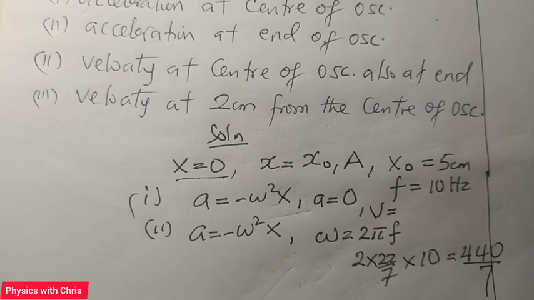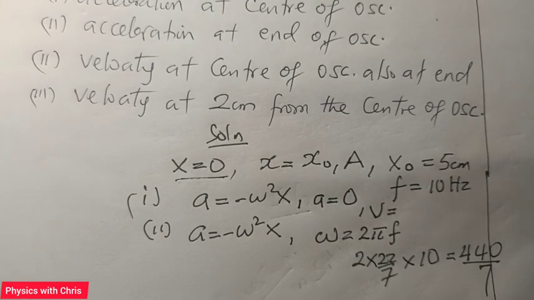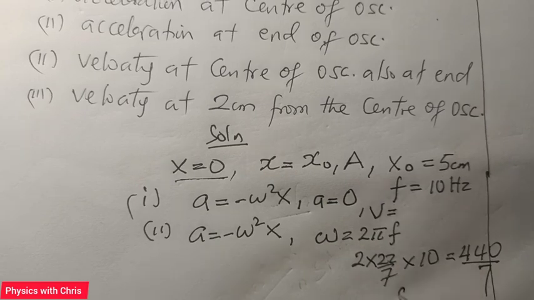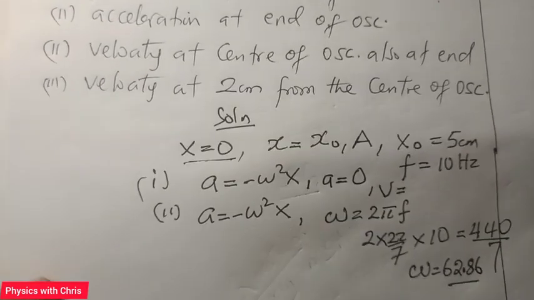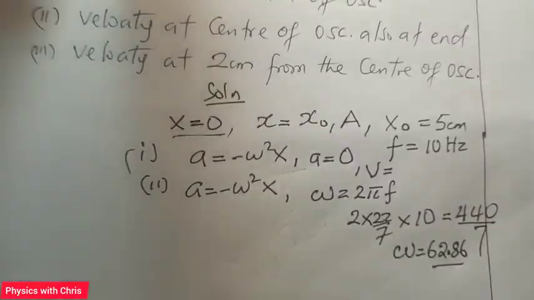Let me use my calculator very quickly. 440 divided by 7 gives me 62.86. So the angular frequency is 62.86 radians per second. With that, I can find the acceleration at the end of oscillation.